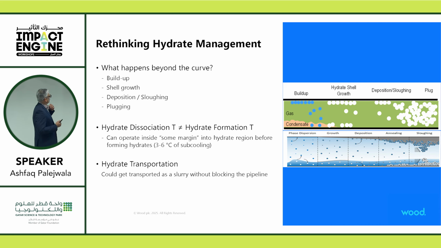So now if we think about rethinking hydrate management, the question is what happens beyond the curve? What happens if you drift into the danger area? Now typically for hydrate formation, you first need to have water molecules stick to the pipe wall. Once the water molecules stick, you have an aqueous phase. Aqueous phase comes into contact with hydrocarbons, and you see the little white circles, and you've got hydrates forming. So you have buildup, then you have growth, then there's deposition of hydrates.